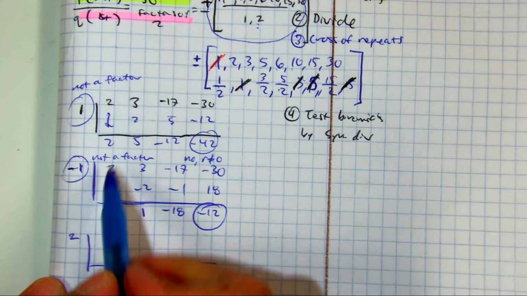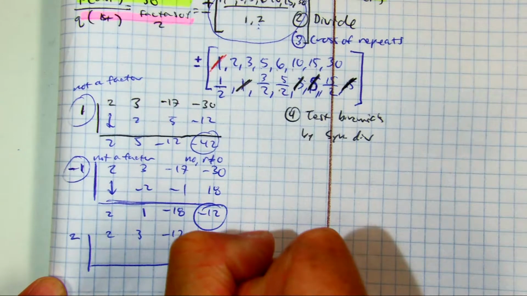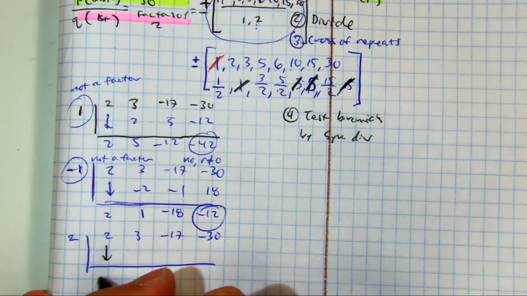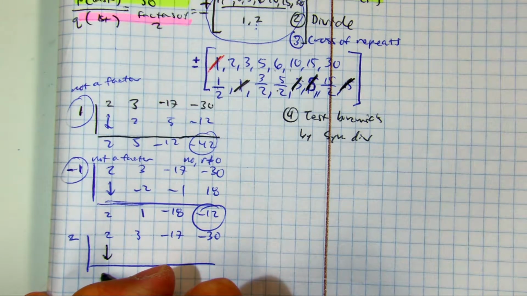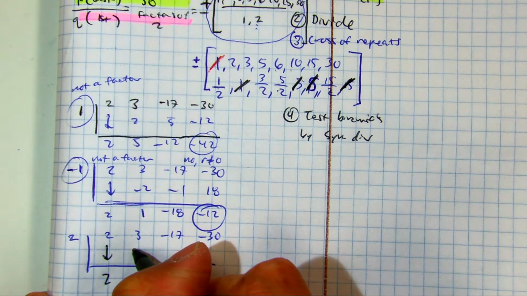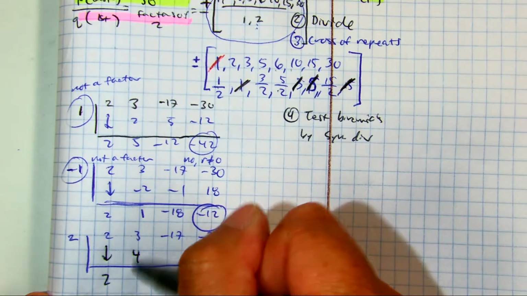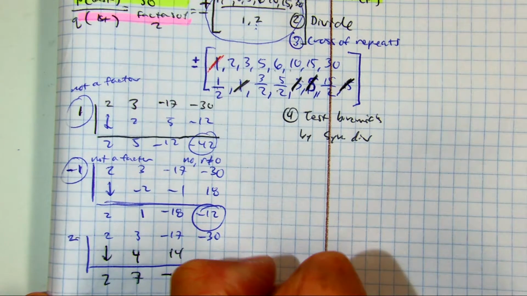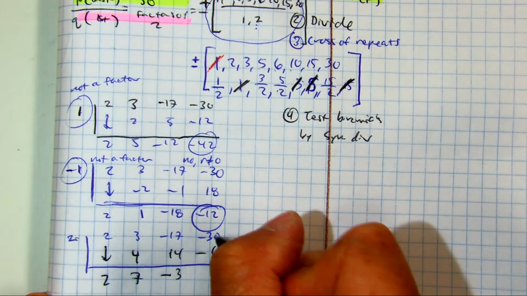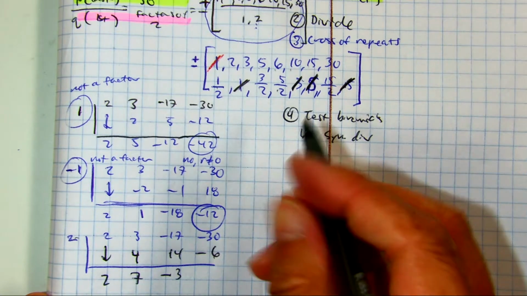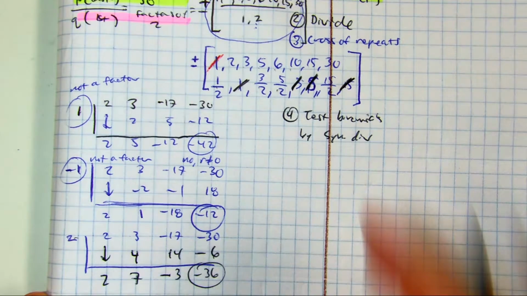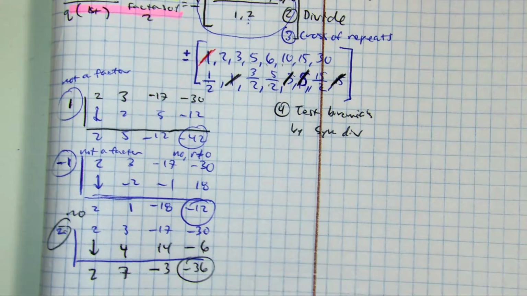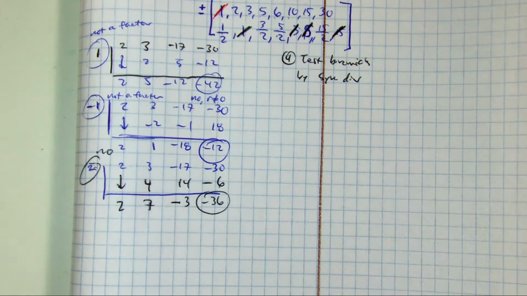So I'm going to use my same coefficients, 2, 3, -17, -30. Bring it down. What goes here? 2 here. 4 here. Here. Here. Here. So, no. Anybody else want to pick another number? -2. Let's try -2.